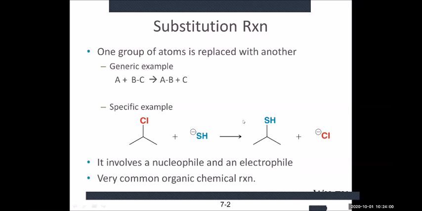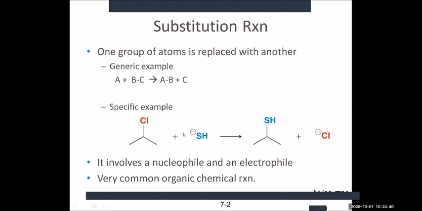The nucleophilic substitution reaction. Substitution reaction in general looks very familiar, kind of like the double displacement reaction we learned in general chemistry. The generic formula is: A is a species that reacts with a molecule with B and C, C being the leaving group. So A will form a bond with B, and C will leave the structure and become a product. It looks like either single displacement or double displacement.